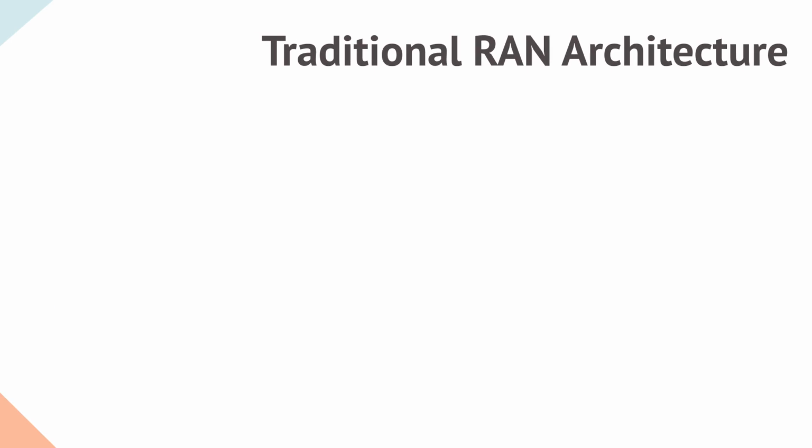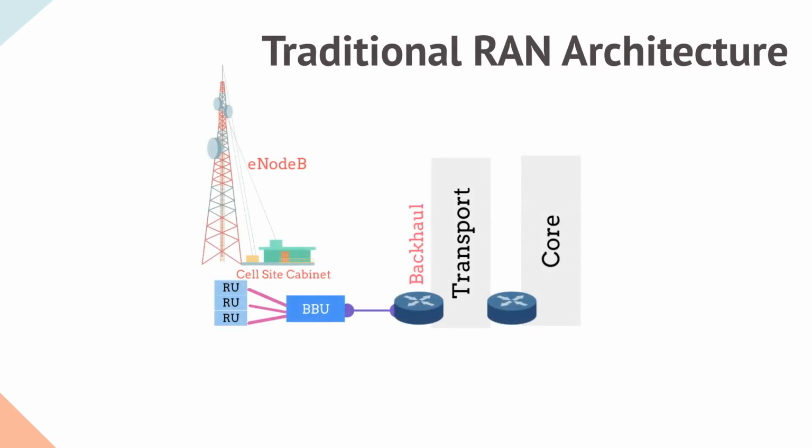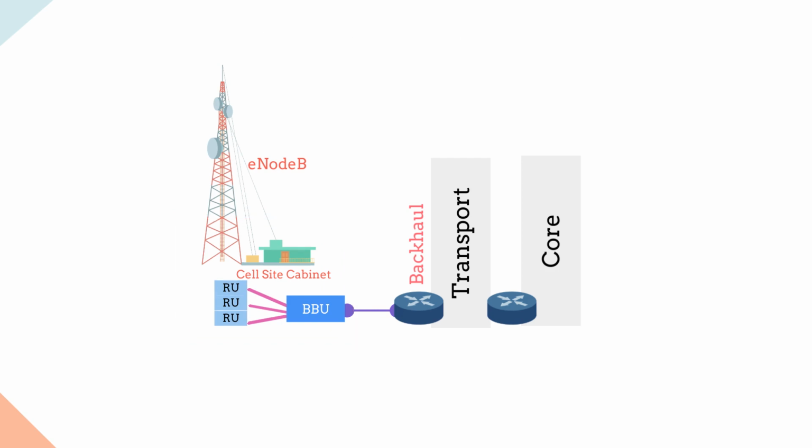Let's start with traditional RAN architecture. Radio units, which are referred here as RU, are connected with the BBU, which is the baseband unit, over the CPRI interface, to transmit the digitized radio frequency data. This architecture is the classical deployment model of most mobile networks today. Here, the BBUs are located at the cell site.